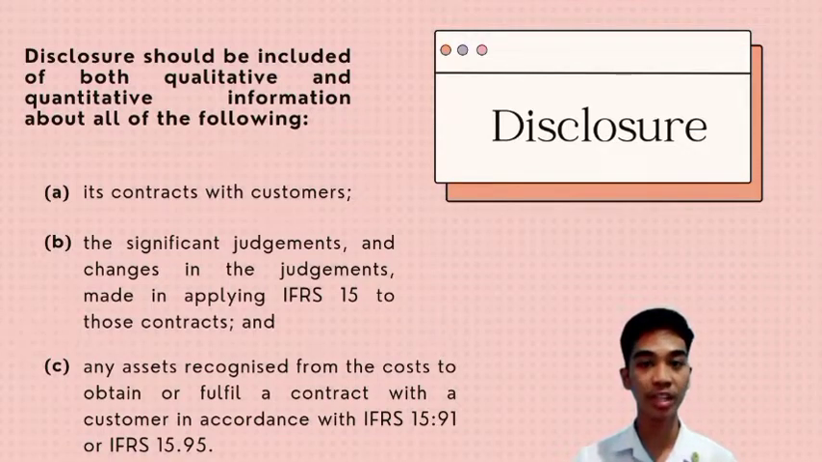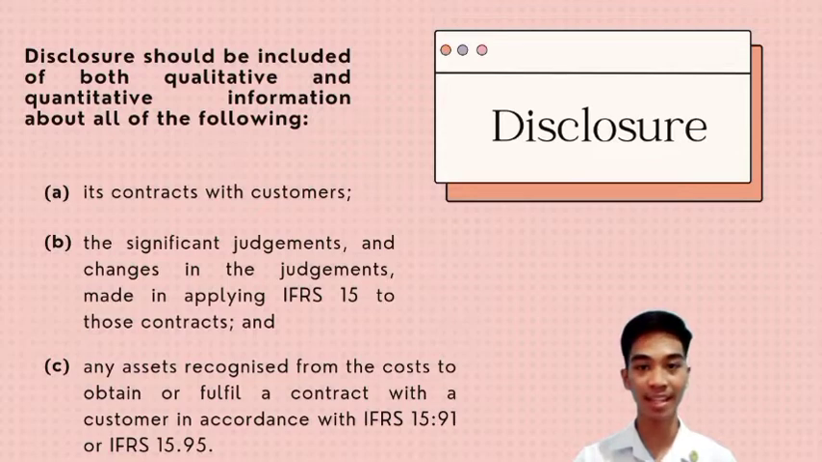Disclosure should include both qualitative and quantitative information about all of the following. First, its contracts with customers. Second, the significant judgments and changes in the judgments made in applying IFRS 15 to those contracts. And last, any assets recognized from the cost to obtain or fulfill a contract with a customer in accordance with IFRS 15.91 or IFRS 15.95.